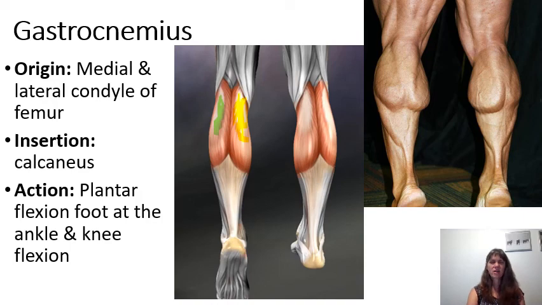Because these are originating on the femur, gastrocnemius can flex the knee as well as cause plantar flexion of the foot at the ankle. The insertion of gastrocnemius is by way of the Achilles tendon, which attaches this muscle to the calcaneus. Again, the actions of gastrocnemius are flexion of the knee and plantar flexion of the foot at the ankle.